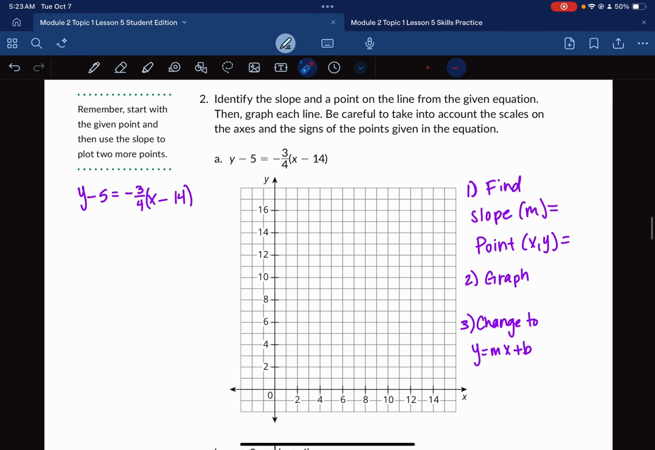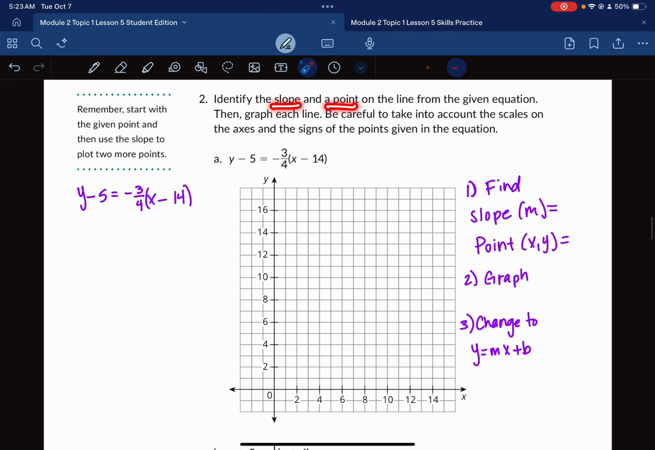All right, so this says identify the slope and a point from the line given, and then what we're going to do is we're going to graph the line, and then one extra step we're going to do is we're going to change it to y equals mx plus b. All right, this first part is gonna be real easy. So we need to find the slope and a point.